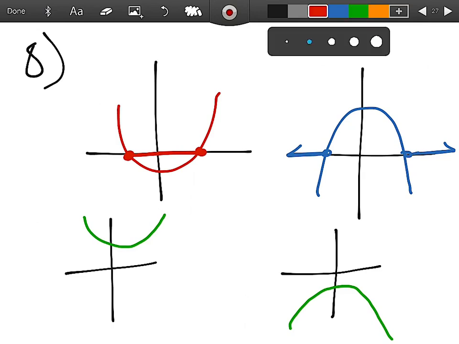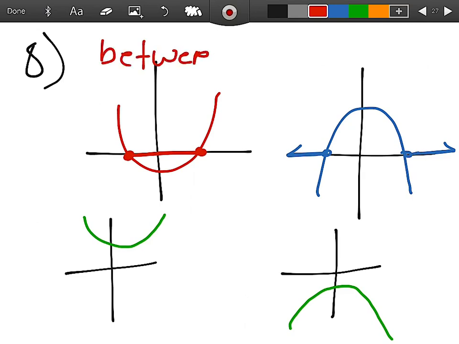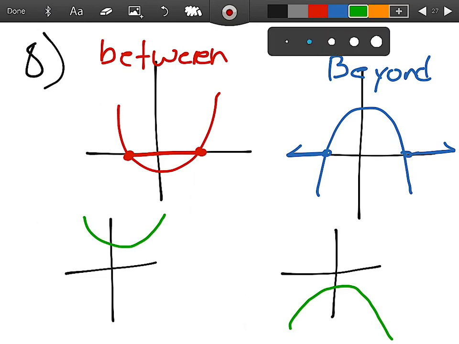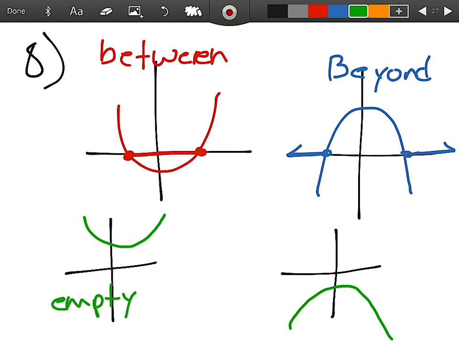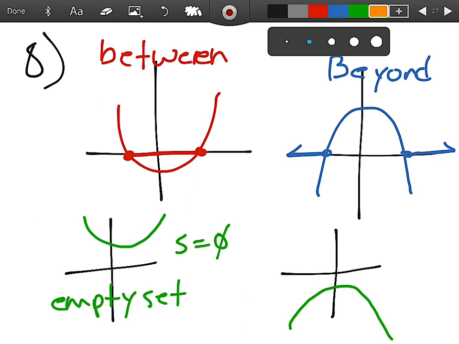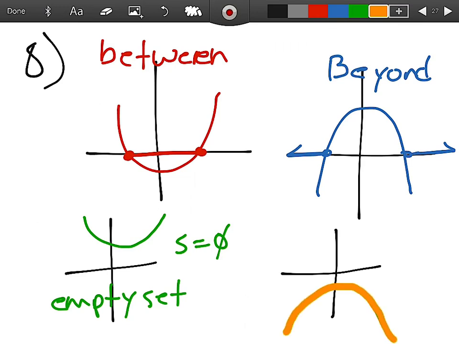So in the case of the red, you're going to be between. In the blue, these are beyond the points, your endpoints. For the green, this is what your empty set looks like. So this is your null set, and then I wanted to do this in orange right here, and then your orange one, that is S is equal to all real numbers.